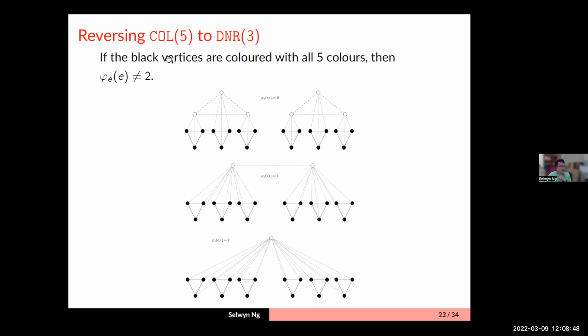Yeah. So that's a typical encoding of the DNR3 into the graph. Okay.